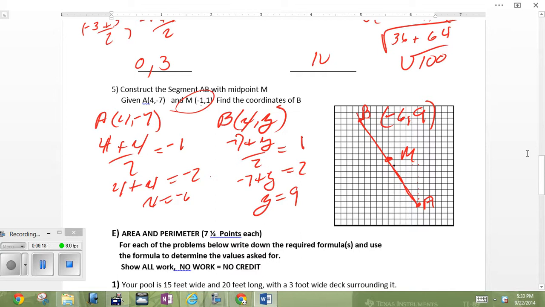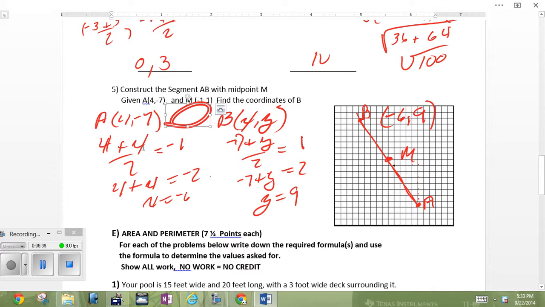This is a little twist on the problem, because here the midpoint is given. Remember, we did this one in class, well, one just like it. And I asked you to draw it so you could see that I've got A, I've got M, I don't have B. So you could see whether you were on the right path or not.